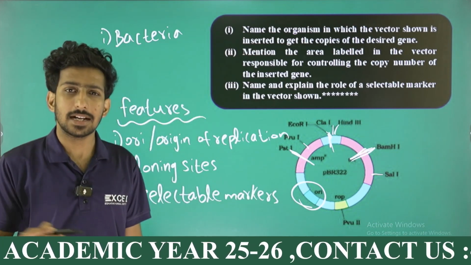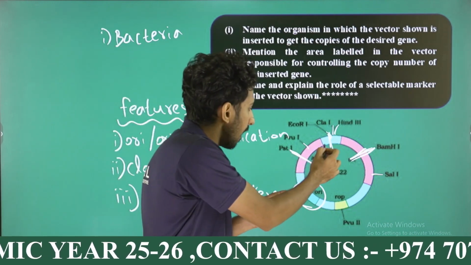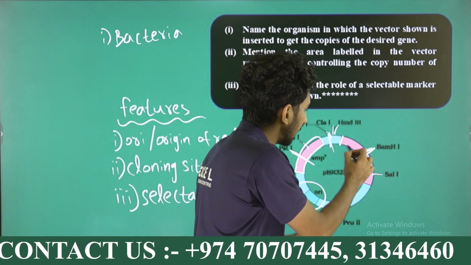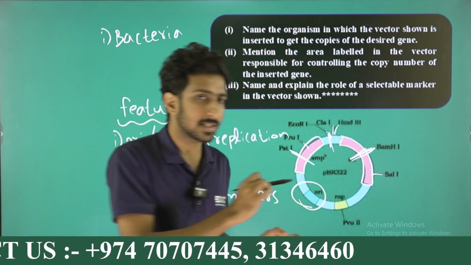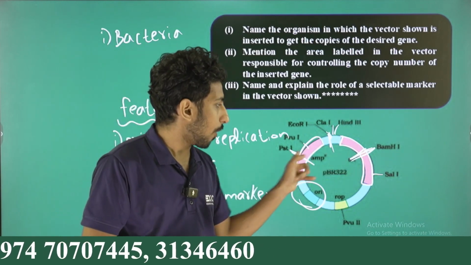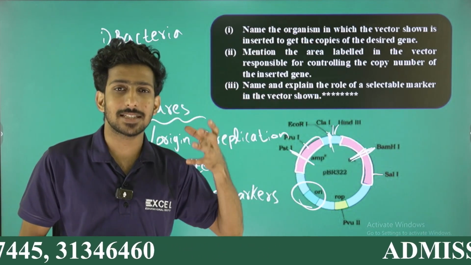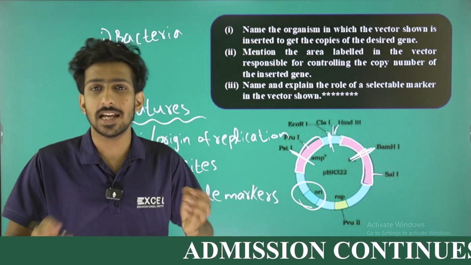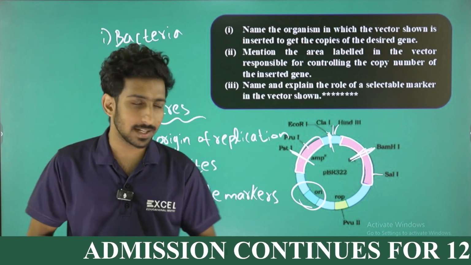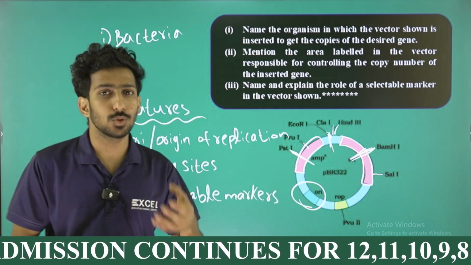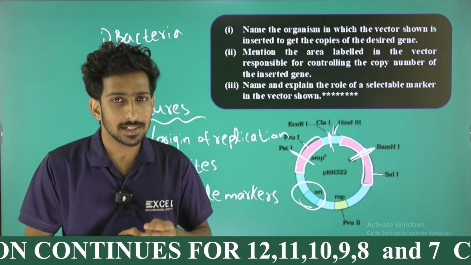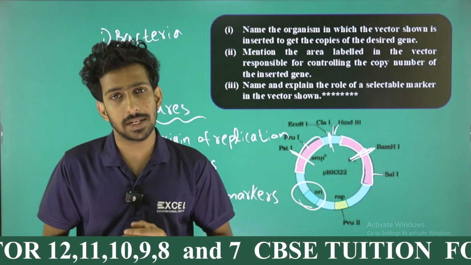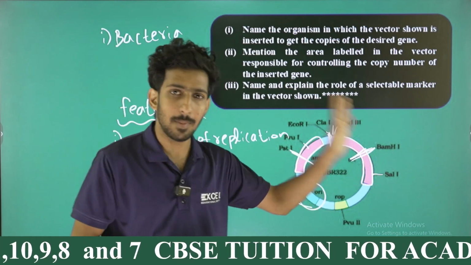markers or marker genes. Here you can see AMP-R, the ampicillin resistance gene. Here you can see TET-R, the tetracycline resistance gene. These are the two antibiotic resistance genes. They help to select recombinants from non-recombinants. So they are called selectable markers. Once again, AMP-R and TET-R are the two antibiotic resistance genes that help to select recombinants from the non-recombinants. That's why they are called selectable markers.